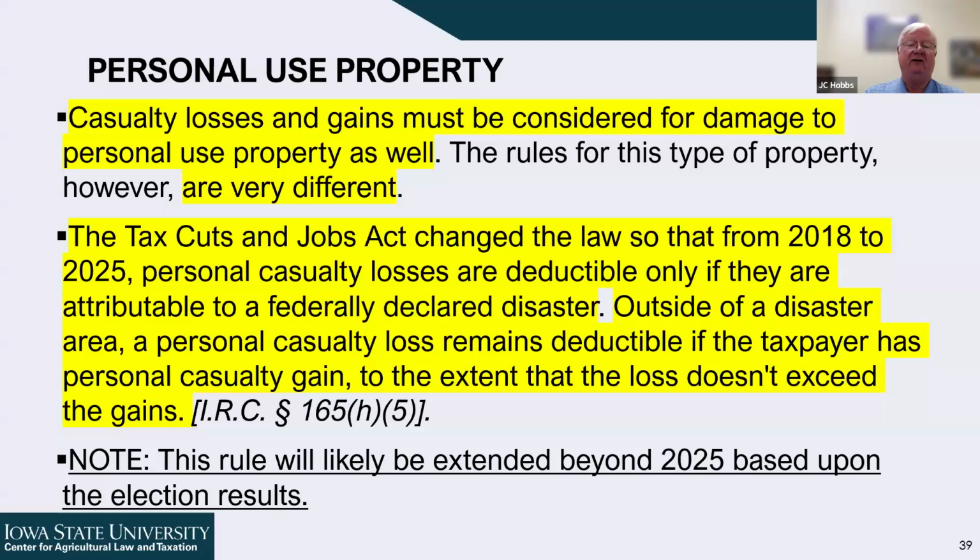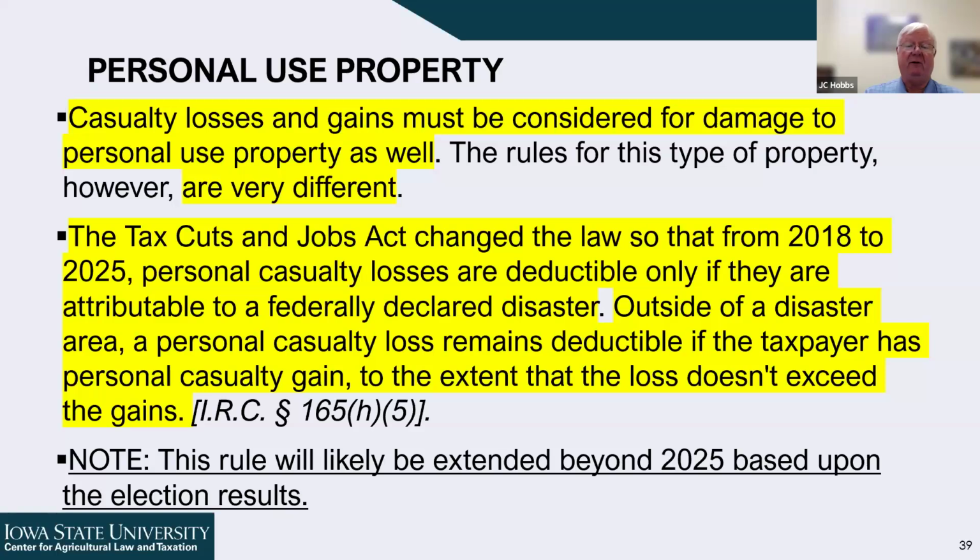Under it, personal casualty losses are deductible only if they are attributable to a federally declared disaster area. Well, these hurricanes were. Outside the disaster area, say you were in another state and saw some of the remnants of the hurricane doing damage, that personal casualty loss remains deductible if the taxpayer has a personal casualty gain to the extent of the loss, so you net the two together. In other words, outside of the area, you better hope that property has some insurance, because if it's not insured, that loss is going to go away.